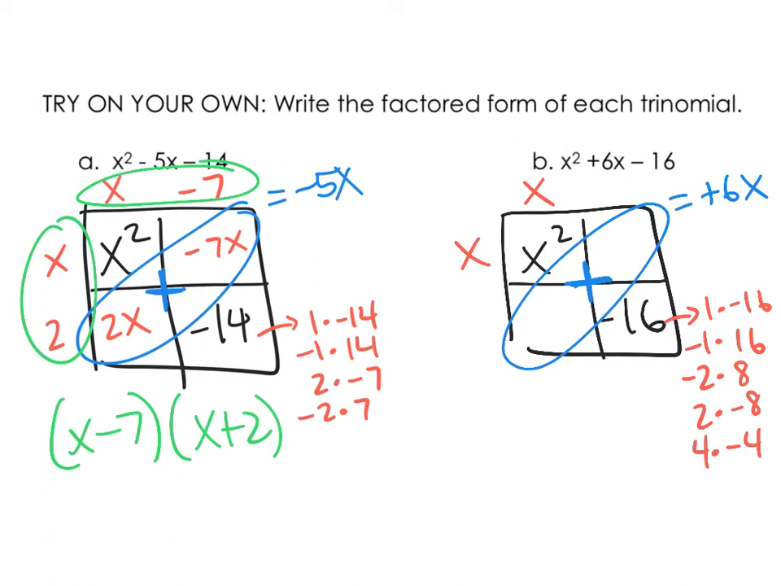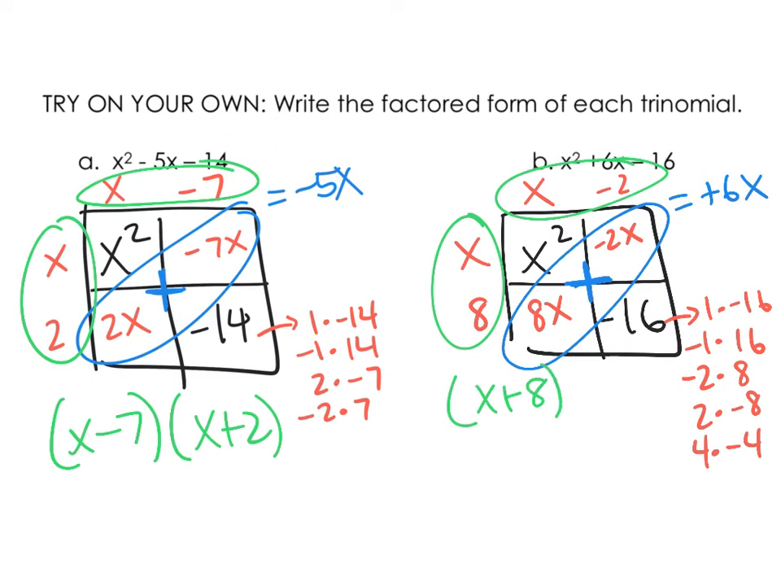And then we gotta try some options. I'm gonna go in the middle. Let's try -2 and +8. -2 times x is -2x. 8 times x is 8x. And if I check that, 8x plus a -2x does give me my +6x. So I found my answer, x plus 8 and x minus 2.